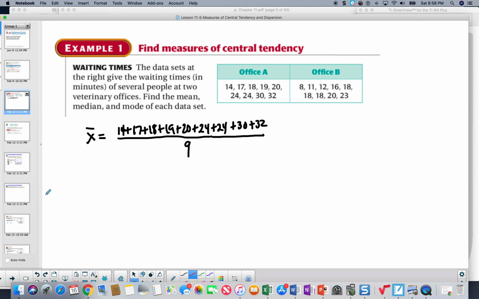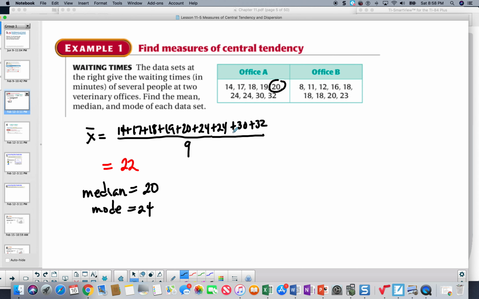Let's take a look at this data for Office A. These are the waiting times in an office. So to find the mean, we're just going to sum all these up and divide by 9, and that answer will be 22. The median is the middle number, and since these are in order, that's going to be easy to find. That's going to be 20. And then the mode is the most frequent score, which is 24.